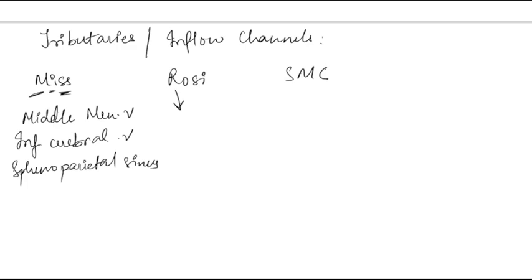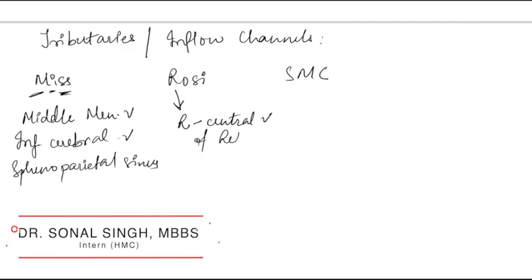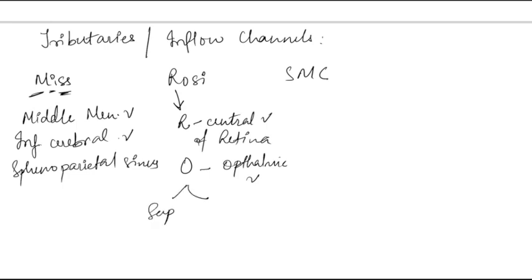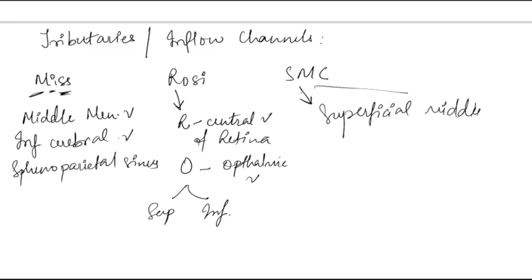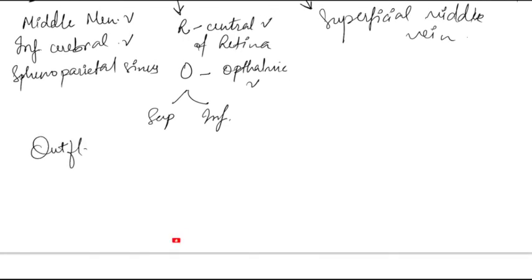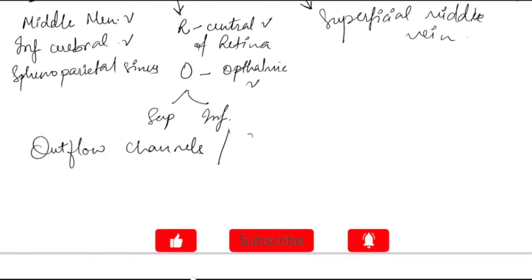Then R is for central vein of retina, and O is for ophthalmic vein. And we have two ophthalmic veins, superior ophthalmic vein and inferior ophthalmic vein. Then SMC is for superficial middle cerebral vein.